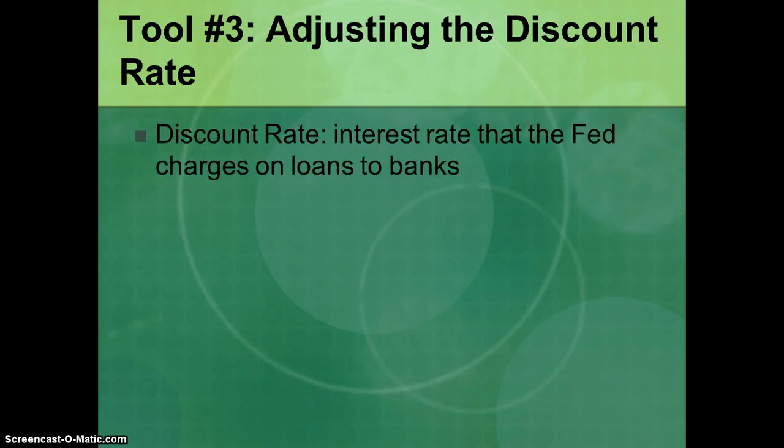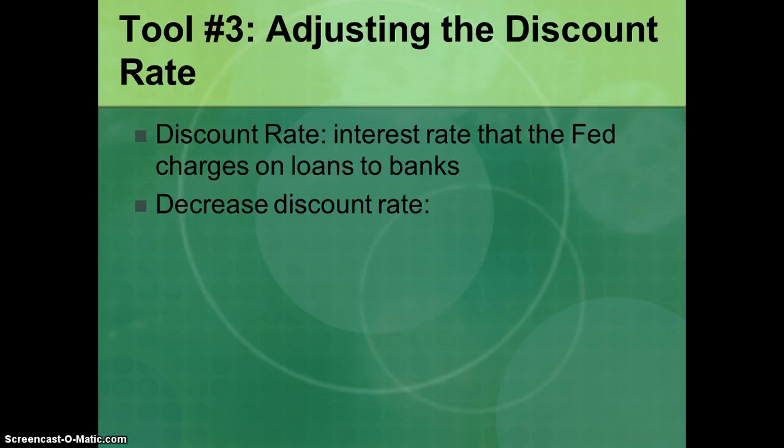The discount rate is the interest rate that the banks pay the Fed when they borrow money from the Federal Reserve. Let's say, for example, a bank wanted to increase its prevalence in the community and loan out a lot of money. They would borrow money specifically from the Federal Reserve. The Federal Reserve is also known as the bank's bank. When they do that, they're charged a discount rate or a special interest rate.